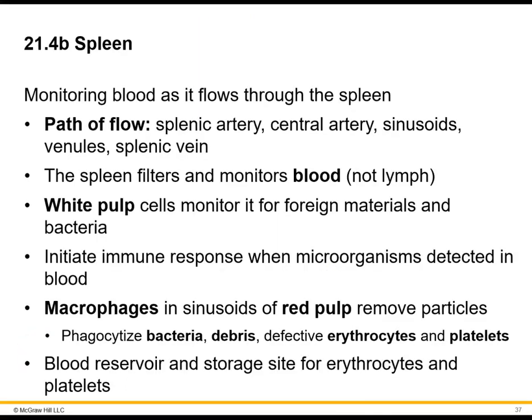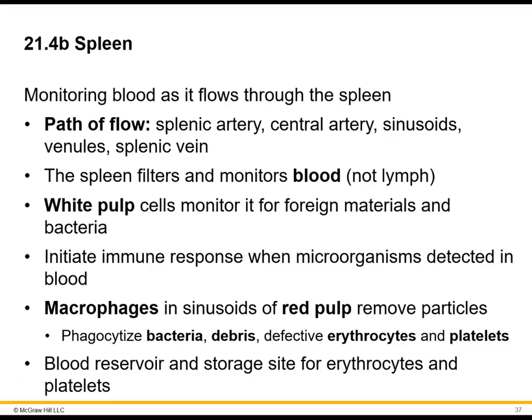Okay, how does blood flow through the spleen? Well, it's going to go from the splenic artery to the central artery of that white pulp, through the sinusoids of the red pulp, and then it's going to collect in venules and ultimately form the splenic vein. Remember, the spleen is going to filter and monitor blood, not lymph. It's very much like a lymph node, but it's filtering blood.